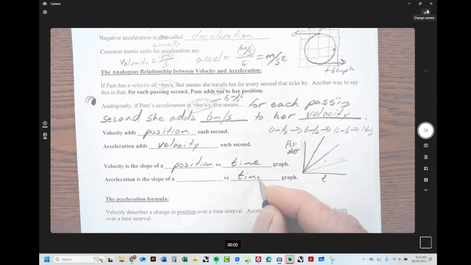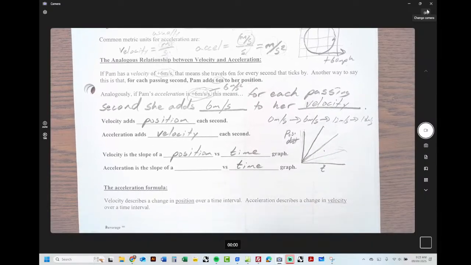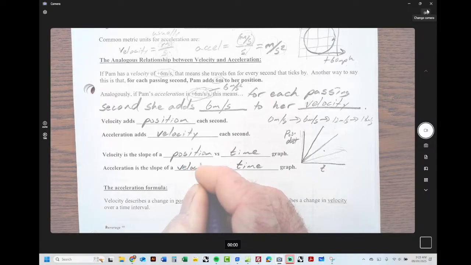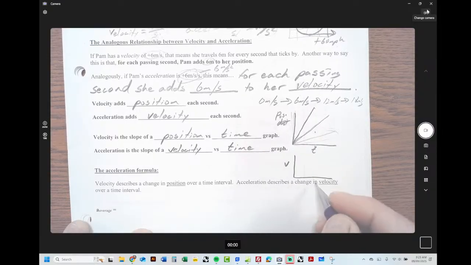Acceleration is also the slope of a graph. It's not the slope of a position versus time graph. Guess what it's the slope of? Velocity versus time graph. So if you had a graph like this, like some of those other ones, velocity and time, and the velocity is going up and up and up, that means you're getting faster and faster and faster. Is there acceleration?